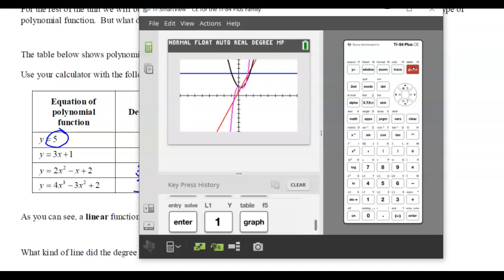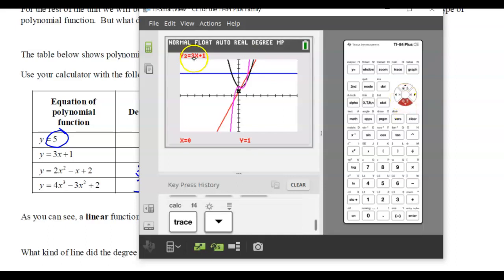If you're not sure which is which, if you trace on it, it will tell you the equation in the top right, what it's flashing on. So the blue one here for me is y equals 5. It always goes to the first one. Then if you cursor down, it goes to y2. For me, that's the red one with 3x plus 1. So both of those are lines, okay?